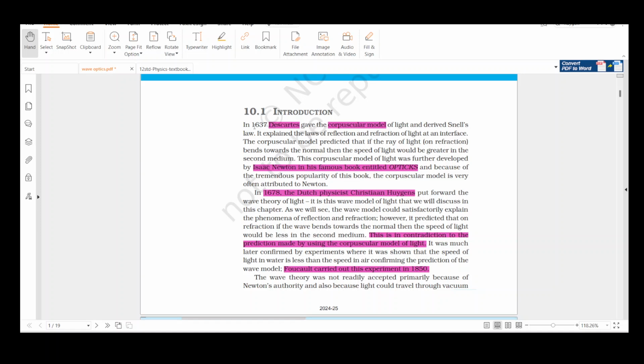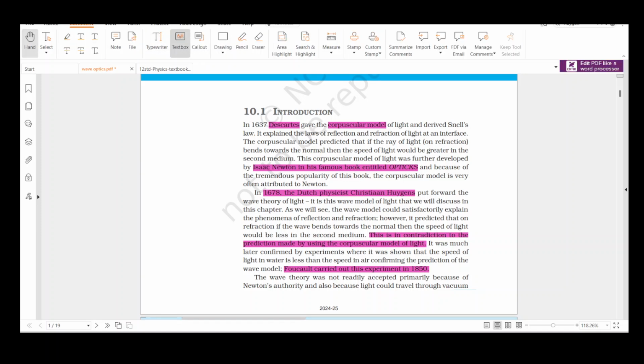Descartes, in the year 1637, is the same person after whom we name the Cartesian coordinates. You must have heard the word Cartesian. This word Cartesian comes from Descartes. He was a great scientist. He made a good contribution in mathematics, of course, as you can see, and not to mention in physics, as his name is appearing over here.